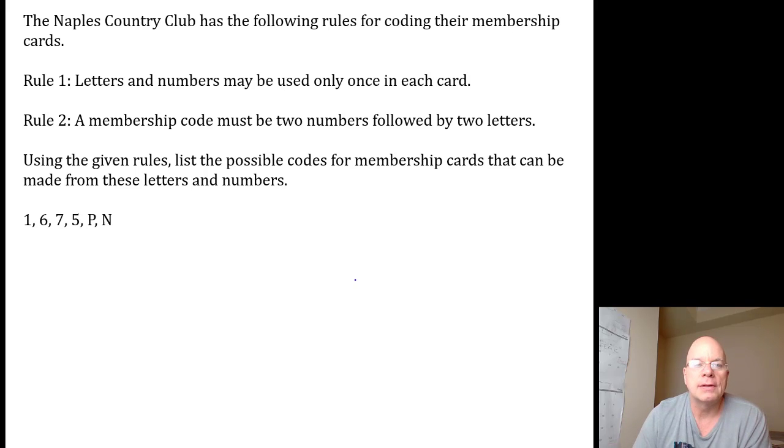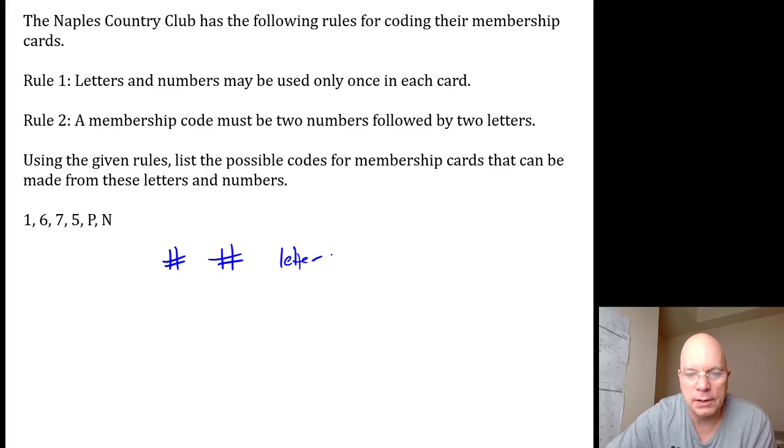Rule 1. Letters and numbers may be used only once in each card. Rule 2. A membership code must be 2 numbers followed by 2 letters. So we need a number, then a number, then a letter, then a letter. And they can't be repeated, okay?